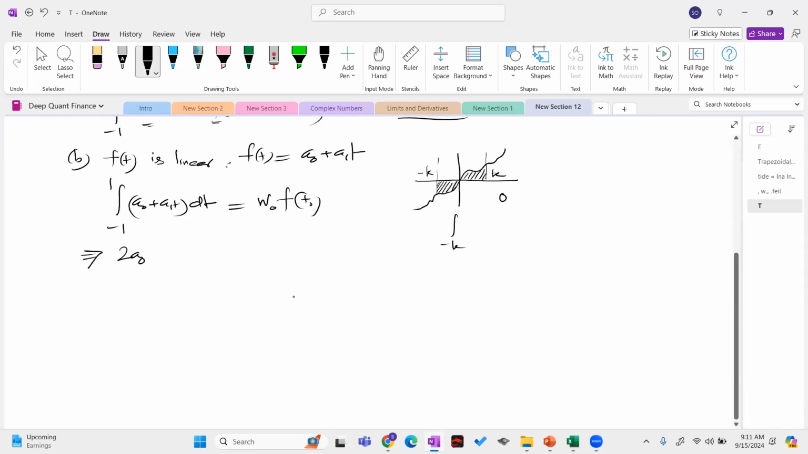Okay, integral minus k to plus k, any function f of x dx. If this is an odd function, then the integral is 0. a1 times t is an odd function because the graph is like this, right? So the areas get perfectly cancelled from -1 to +1. So this is again 2a0, right? So we get 2a0 equal to w0 f of t0.